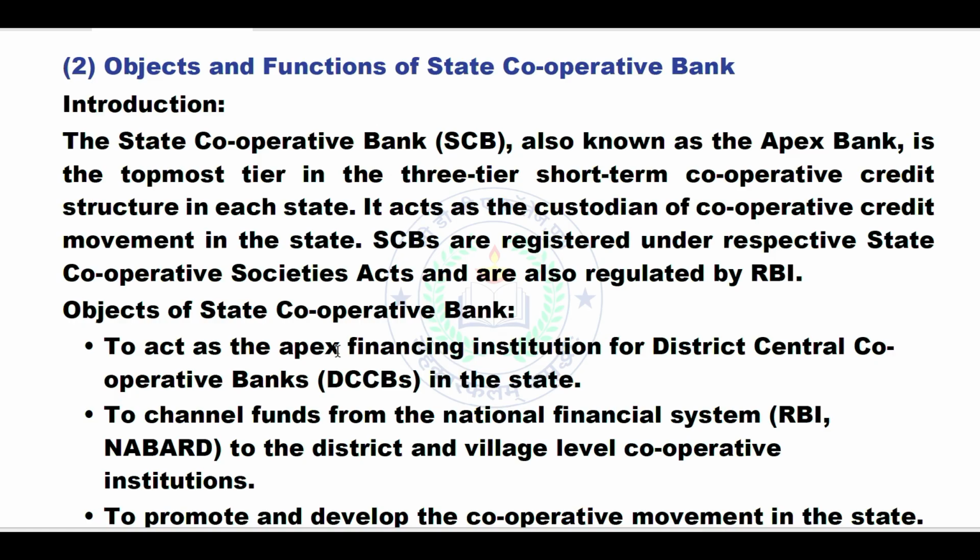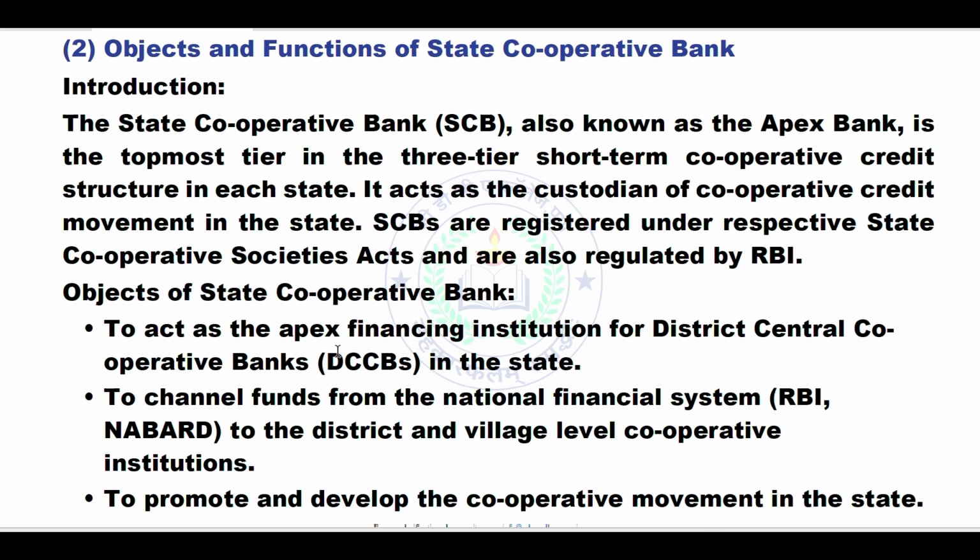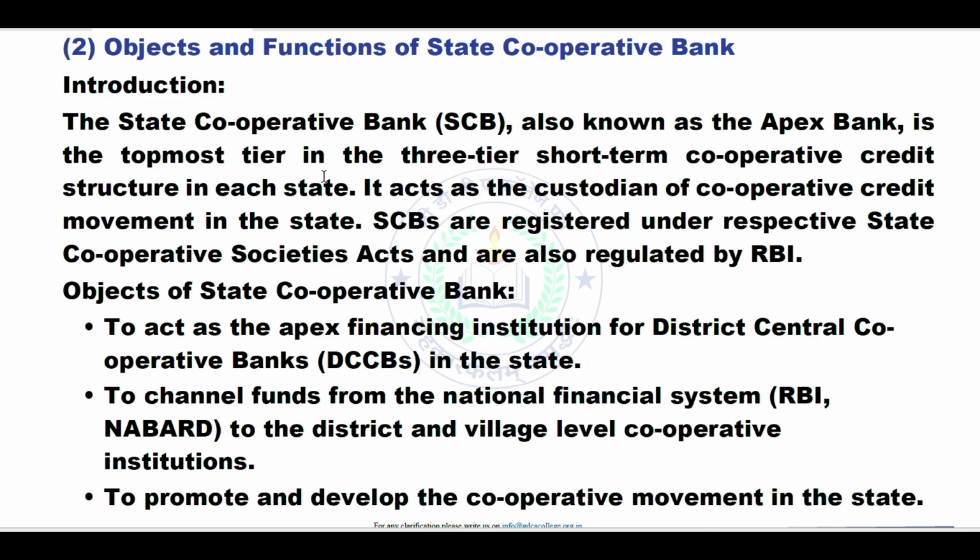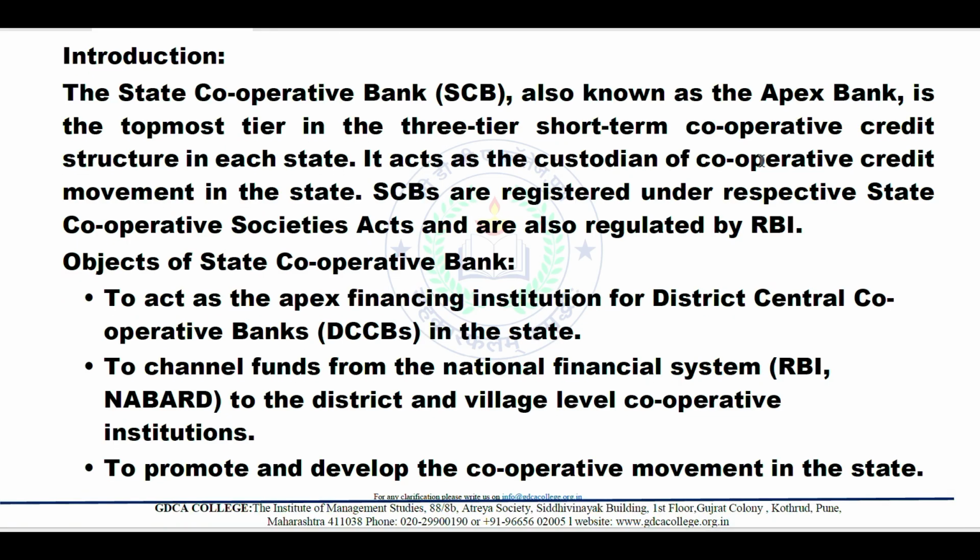Number 2, objects and functions of State Cooperative Bank. Introduction. What will be the introduction in the answer? The State Cooperative Bank, that is SCB, also known as the Apex Bank, is the topmost tier in the 3-tier short-term cooperative credit structure in each state. It acts as the custodian of the cooperative movement in the state. SCBs are registered under respective state cooperative societies acts and are also regulated by RBI.